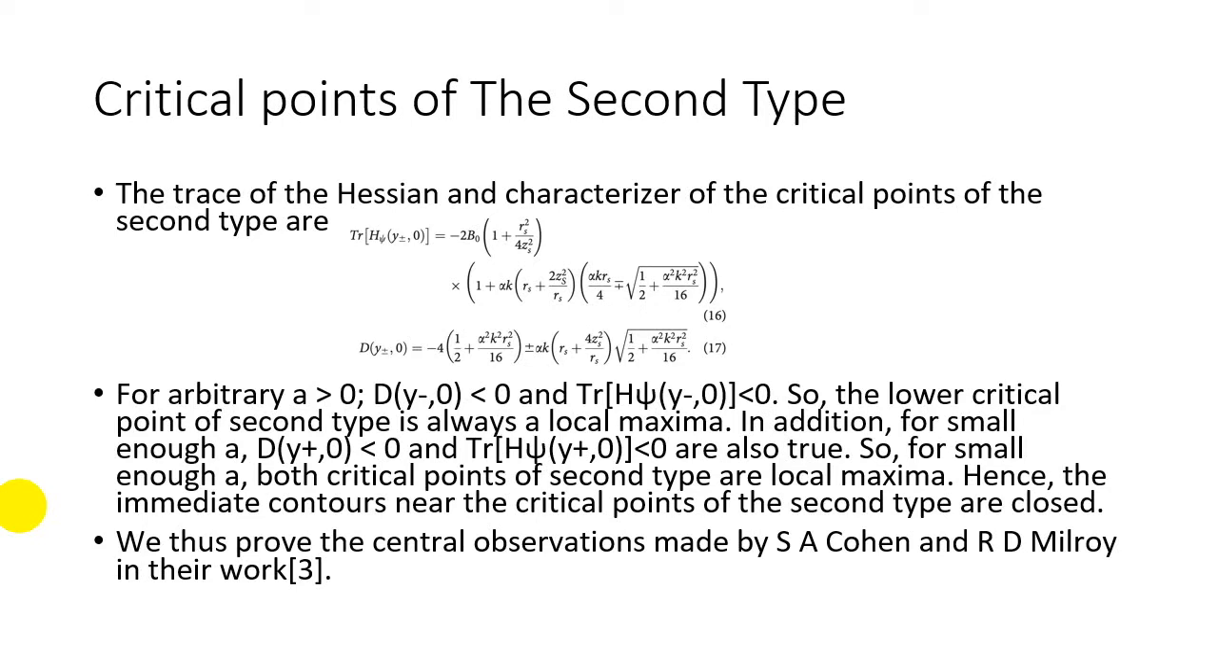However, for small enough alpha, we can also say another thing. The characterizer is going to be less than zero even for the upper critical point, and the trace is also going to be less than zero for the upper critical point. So for small enough alpha, both of the critical points are going to be local maxima. And what does this mean? The field lines around these local maxima are going to be closed, and that's the central premise of the thing my professor started trying to prove: that even when you add a perturbation, as long as the perturbation is small enough, the field lines are going to be closed, and the field structure is going to have a similar kind of closedness, right?